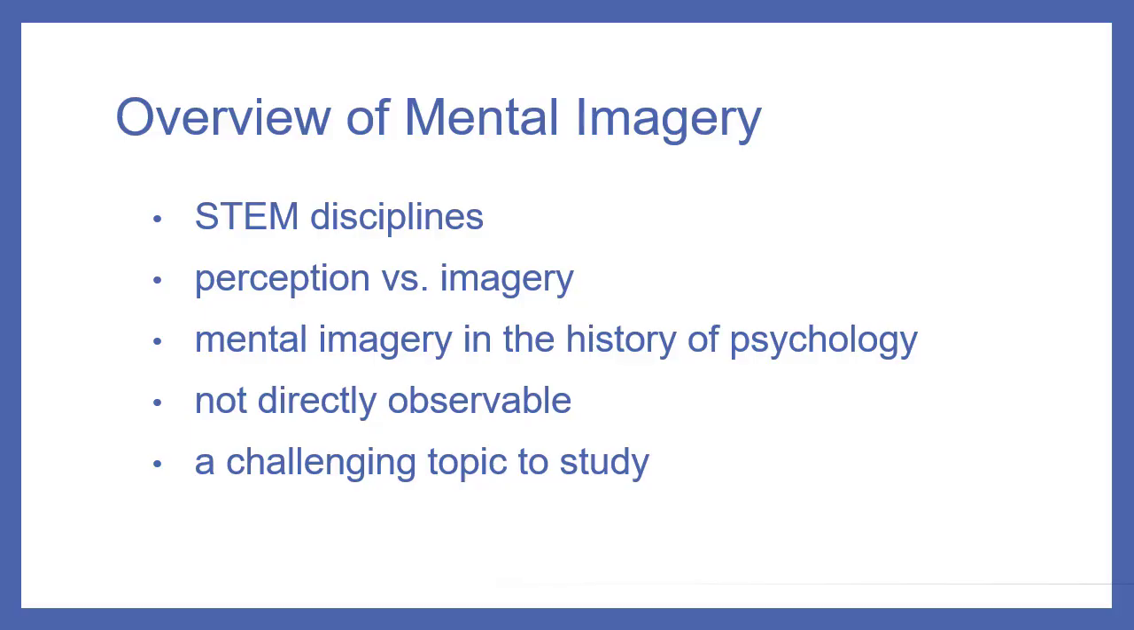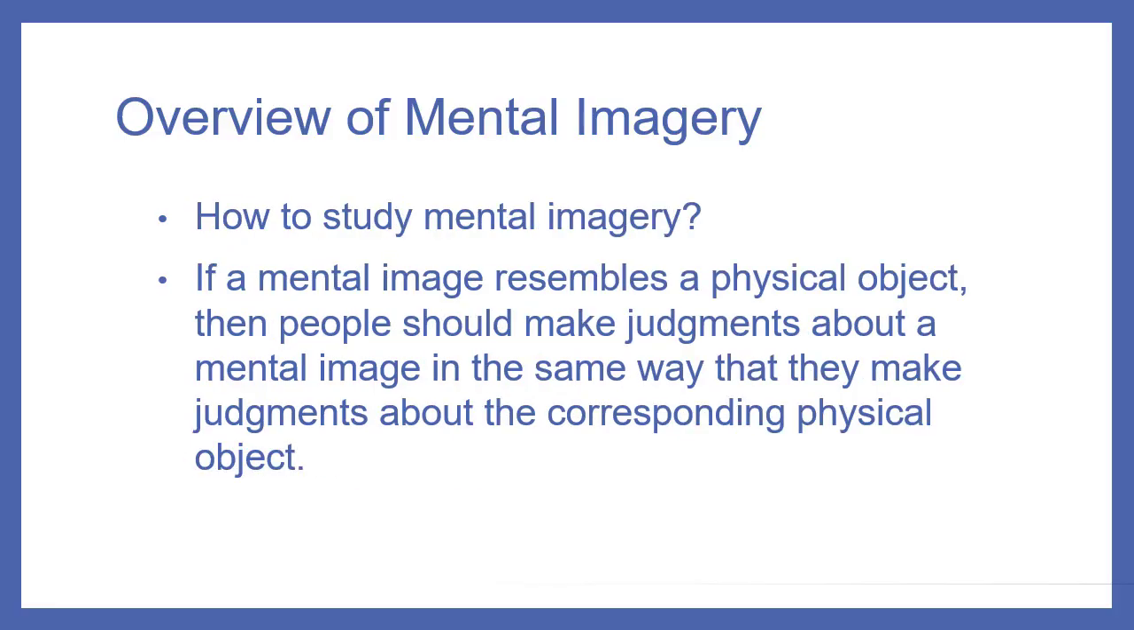So there's been a struggle between the different types of psychology that have developed in the last 100 years or so, 150 years or so, and what mental imagery is and how important it is. Because mental imagery is one of the things that is not directly observable. You can't look at somebody's brain and see what they are imagining. So in that way, it makes it a pretty challenging topic to study, but we can do it. So how do we do it is the real question.